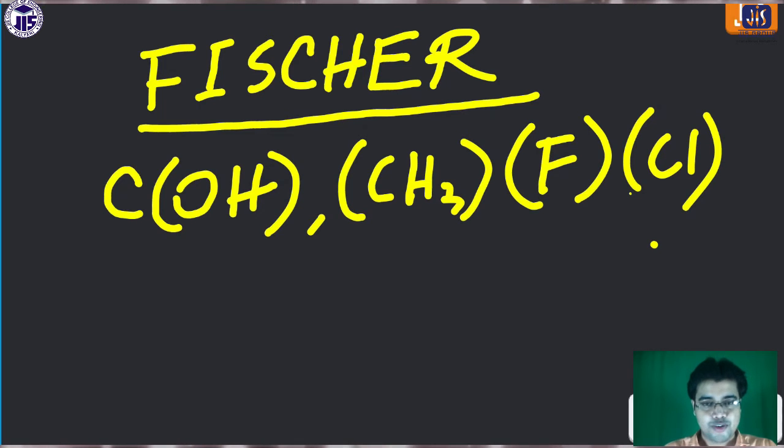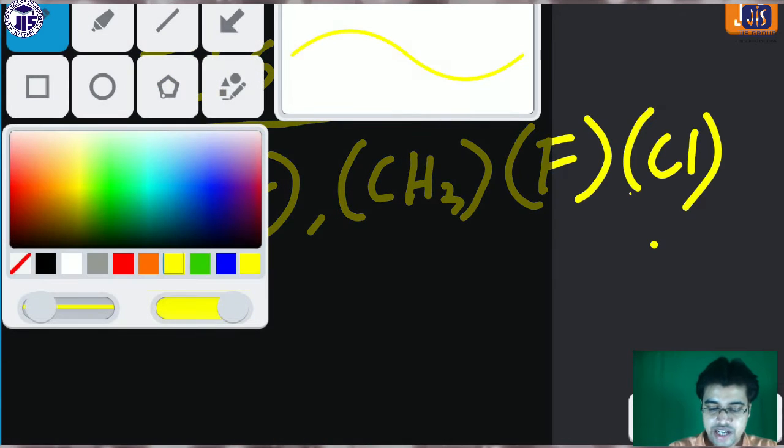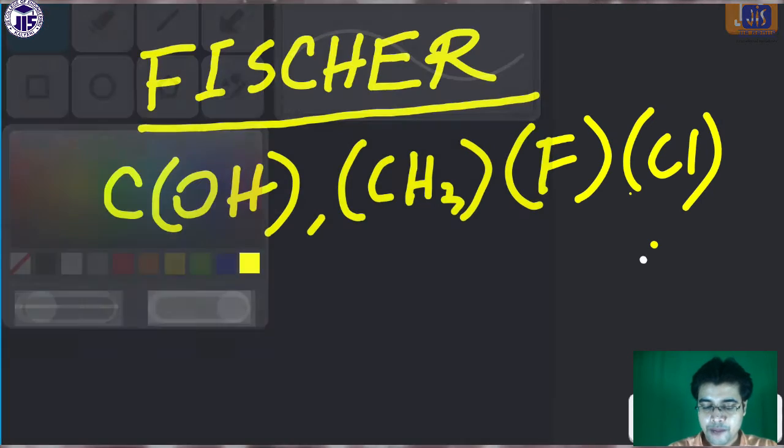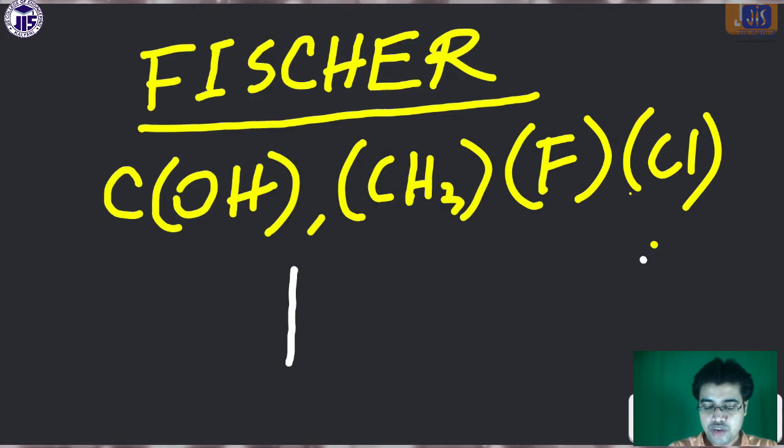4 groups attached, and obviously I told you that for a chiral carbon there should be 4 different groups. So hence there are 4 different groups here. One is the wedge, CH3, F and Cl. Then how can we draw the Fischer projection? Okay, so the Fischer projection will be a 2-dimension figure.